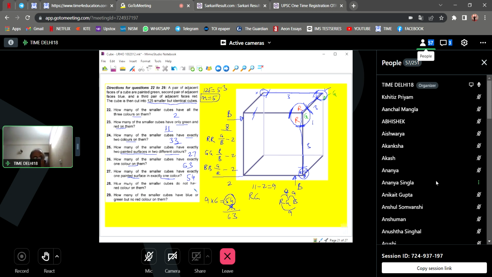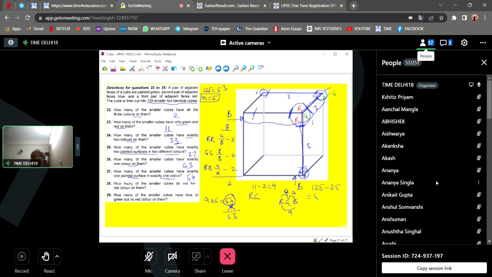Question number 28. How many of the smaller cubes do not have red color on them? This is the whole cube. How many pieces? 125. Can I remove the red layers? I removed the top layer, all the red is removed. How many pieces are there? 25. How many pieces am I left with? I'm left with 100 pieces.